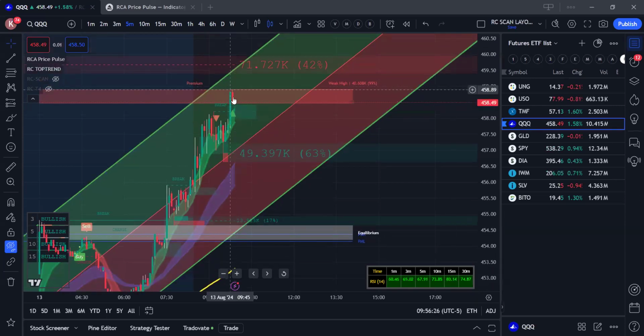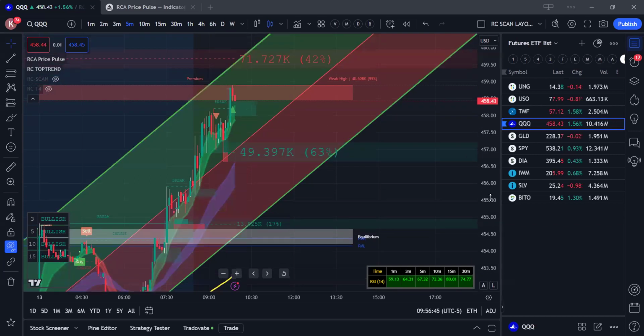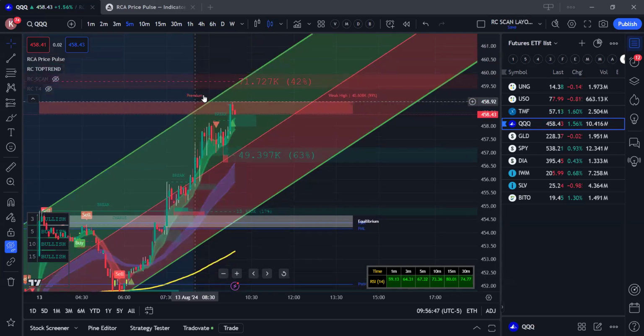There is a possibility it may break the resistance, but yeah, why take risk when you have nice profits? If it comes again to this area, again we can buy the calls. Again, it can move huge. Right, because we are close to the premium zone, that's why better to book the profits quickly.